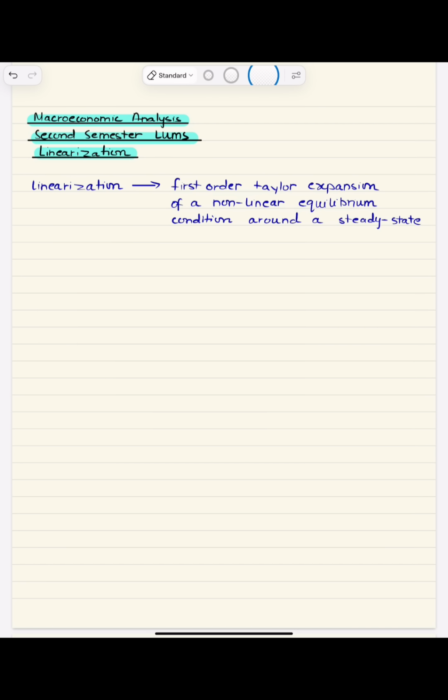In today's video, I'm going to discuss how we linearize a non-linear function around the steady state. This is a technique which we are going to use throughout this semester, so I thought it deserved a video on its own. Okay, so before I start to explain what linearization is, let's discuss some terminology.